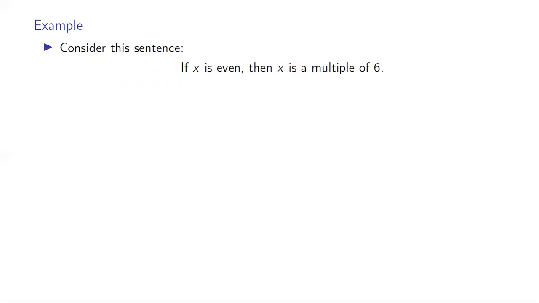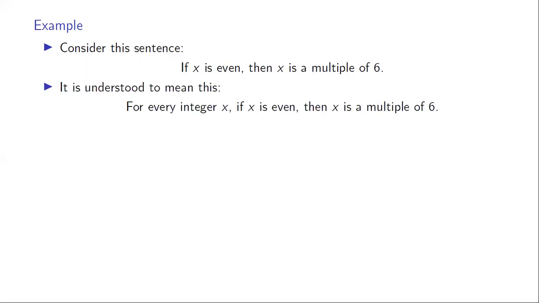Now, same thing here. We have a sentence of the form if something, then something, and it's talking about some variable X. It's not specifically talking about one number. It's talking about all the elements of the relevant set S. Now, what's the relevant set here? Probably integers, because when we're talking about even and multiples, that only applies to integers. So we're saying that for every integer X, if X is even, then X is a multiple of 6. Now, is this statement true?